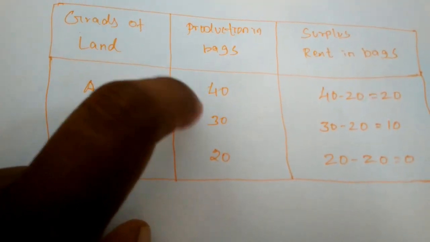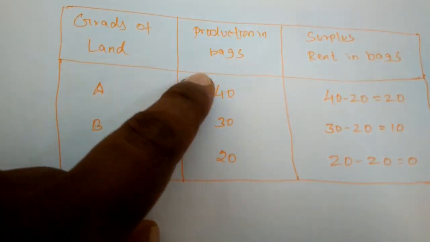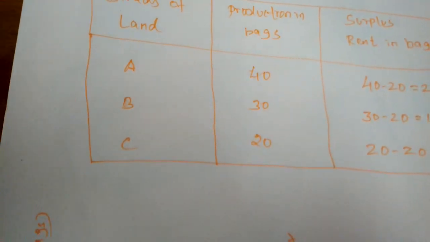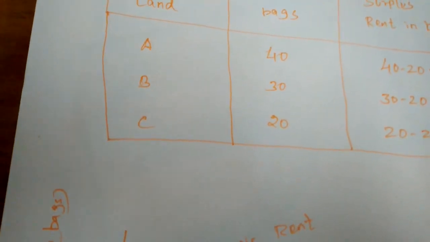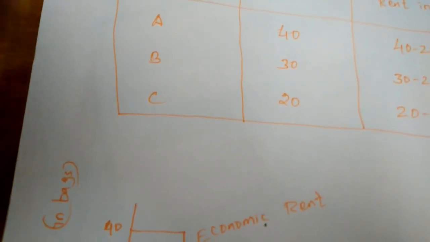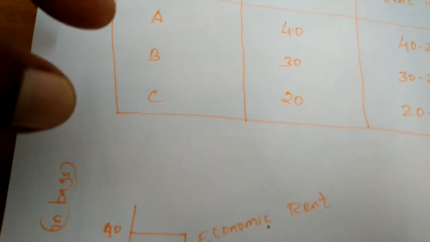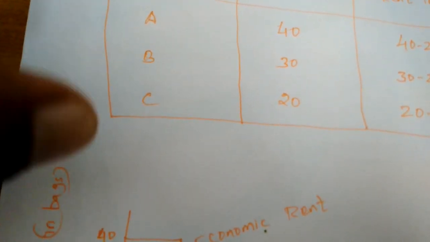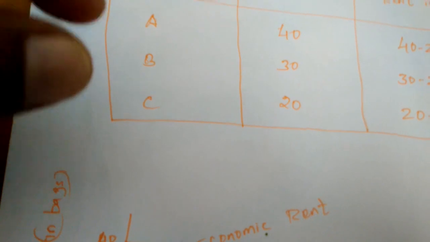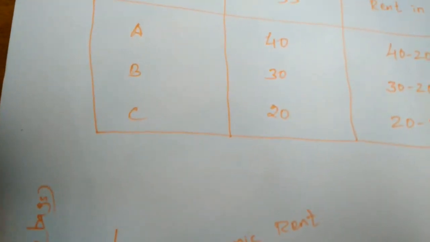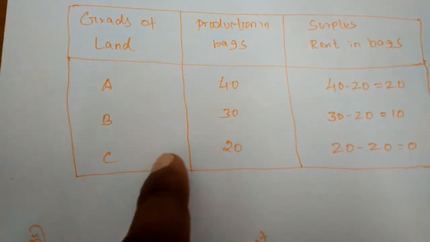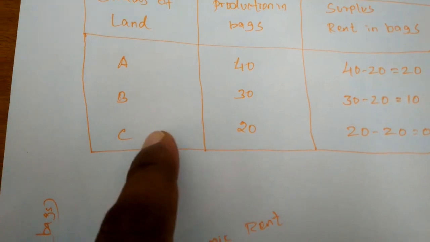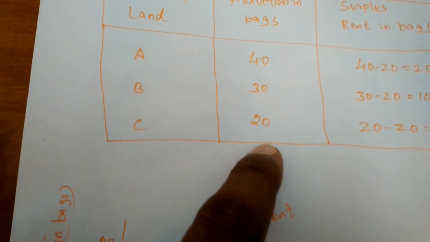When we compare the B grade land with the A grade land, the A grade land has a surplus of 10 bags. Suppose another group of people goes to settle down in the same land. Then the least fertile land will have to be brought under cultivation. For the same amount of labor and capital, the yield per acre on C grade land is 20 bags. So the C grade land also is cultivated and will produce 20 bags of paddy.